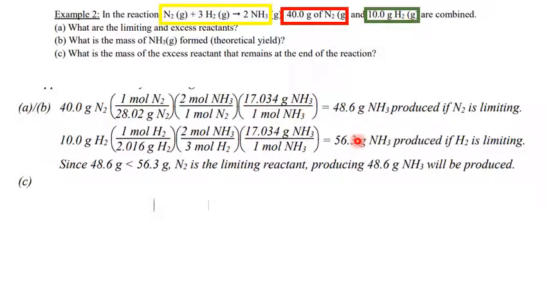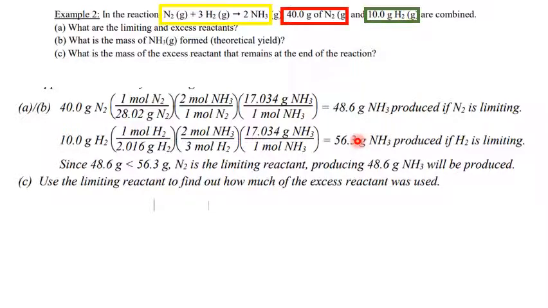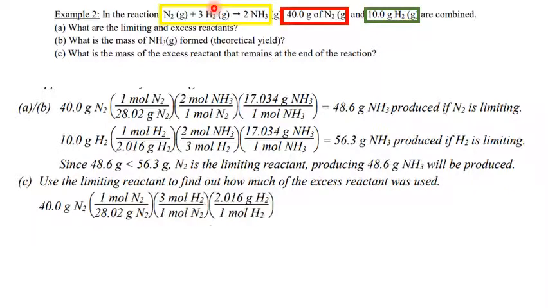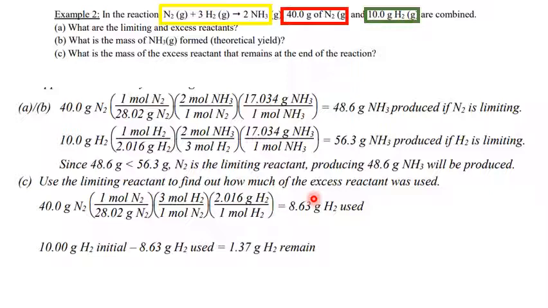We can add on to this just for a quick review of how much the excess is. If I know all 40 grams of nitrogen were used, how many grams of hydrogen were used? So again, we run through it quickly, only quickly because we've done this before, and we can see that we used a lot of the 10, but not all of the 10. So we take 10, subtract 8.63, and we're left with 1.37. So quick review on that, but really we're focusing on the theoretical.